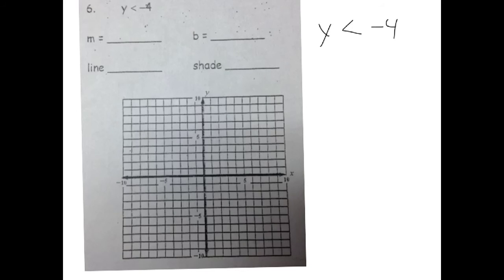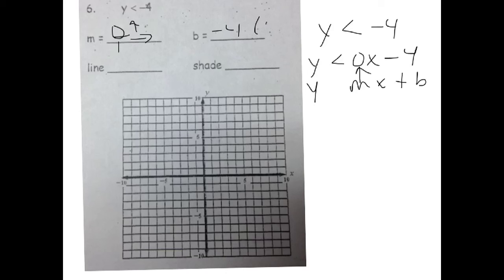Less than negative 4. Well, if we rewrite this, because what's missing here? The x. So it's 0x minus 4, so this would be mx plus b. So our m is 0, which means 0 over 1, so that's up 0 over 1. And our b is negative 4, or 0, negative 4. This is the dotted line. And less than is shade down.